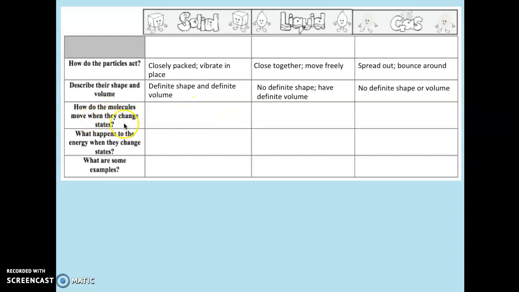How do the molecules move when they change states? So when a solid turns to a liquid, the molecules are going to be moving faster, because they are taking in energy. When a liquid freezes, when it goes from liquid to solid, the molecules are going to move slower. But when a liquid evaporates, when it vaporizes and turns from liquid to gas, it's going to be moving faster. So the molecules start speeding up. And when a gas condenses, when it cools off, it's going from gas to liquid, and those molecules are going to start moving slower.